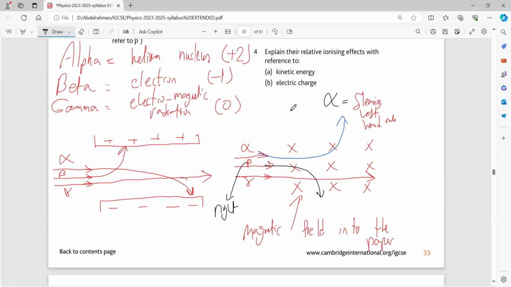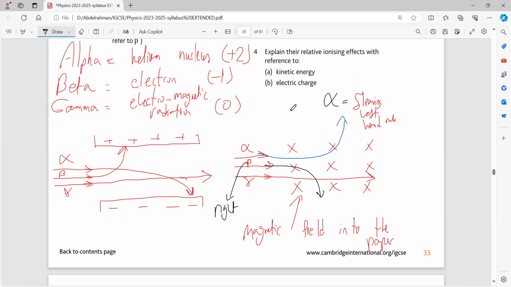The alpha, how does it move inside a magnetic field? You never know. You need to use the Fleming left-hand rule to detect the motion of this alpha inside the magnetic field. You have to use it to find the direction of the alpha inside this field. Okay?